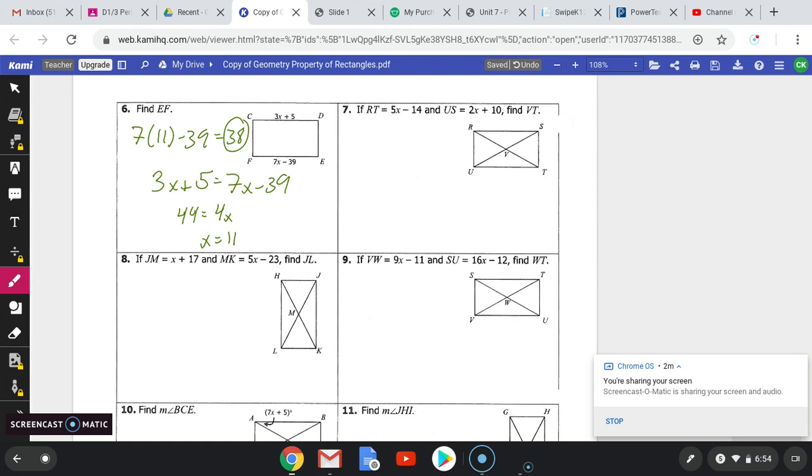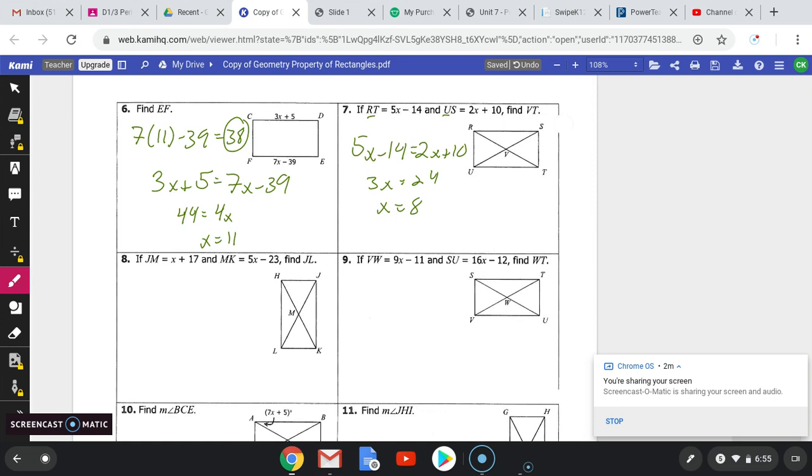Number 7, RT, they gave you that. US, what are RT and US? If I look in the diagram here, they are both the whole diagonal. And what we know about diagonals in a parallelogram, rectangle, is they are congruent. So we set them equal to each other. So then we set them equal, and we get, let's see, 3x equals 24, x equals 8.